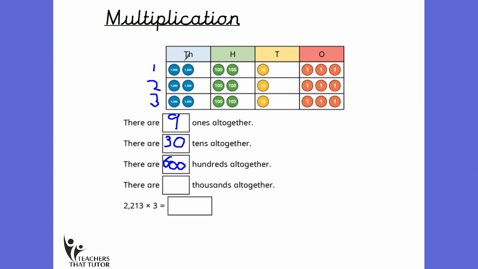And there are 3 groups of 2,000. That's 2, 4, and 6, so 6,000. So we can see that when multiplying a 4-digit number this way, we have done 2,123 times 3 groups of that. Our final answer, when we look at it this way, is 6,000, 600, 30, and 9. So this is being able to see it with the place value counters, so you can see exactly what we're doing when we're multiplying.